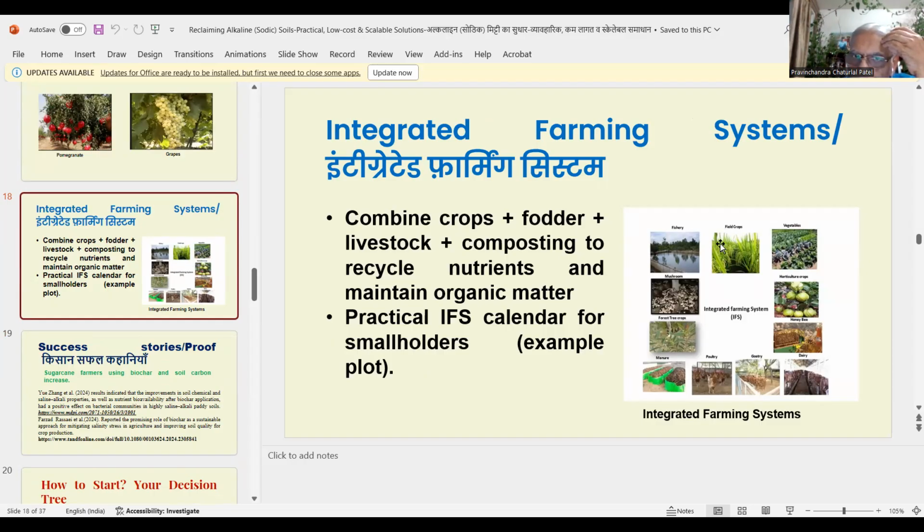And you know that in India, more than 70% of farmers are smallholders. For them, an indicative farming system is very economical, and they are getting incomes from the integrated farming system because it's a combination of crop, fodder, and livestock. So they earn more money and their livelihood is improved.